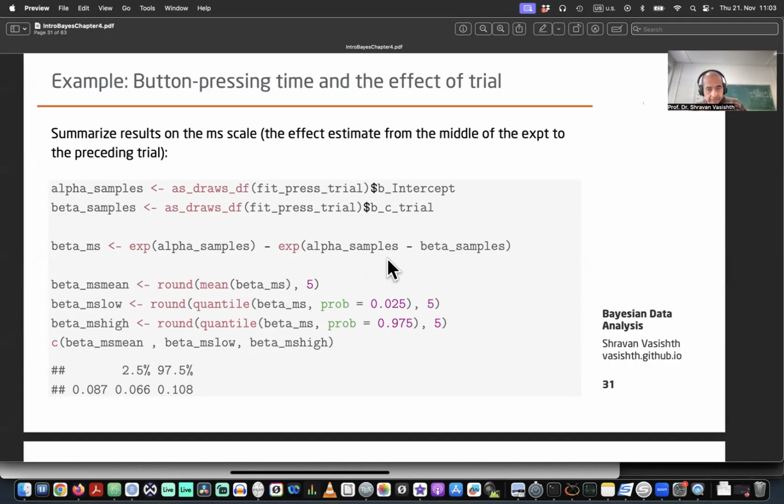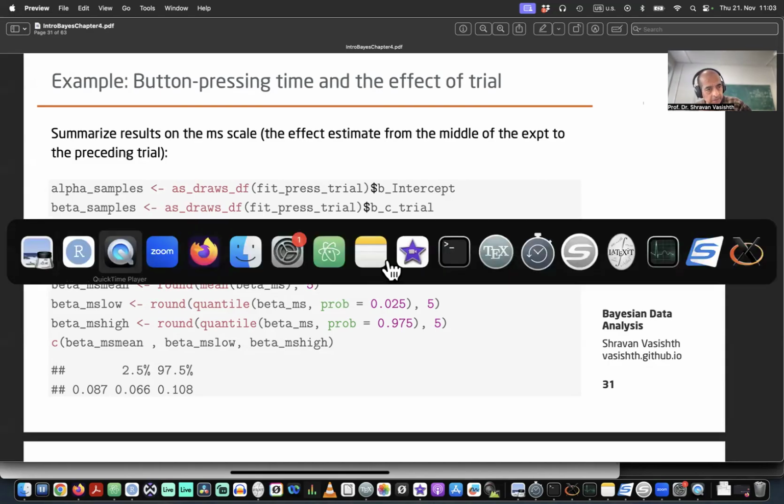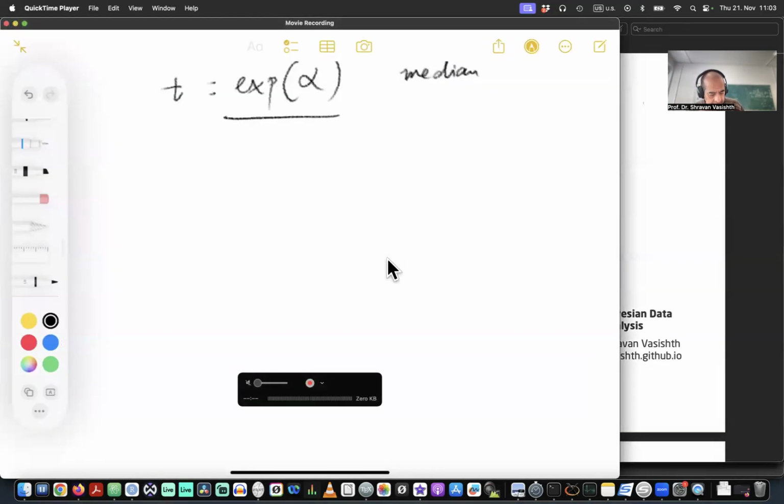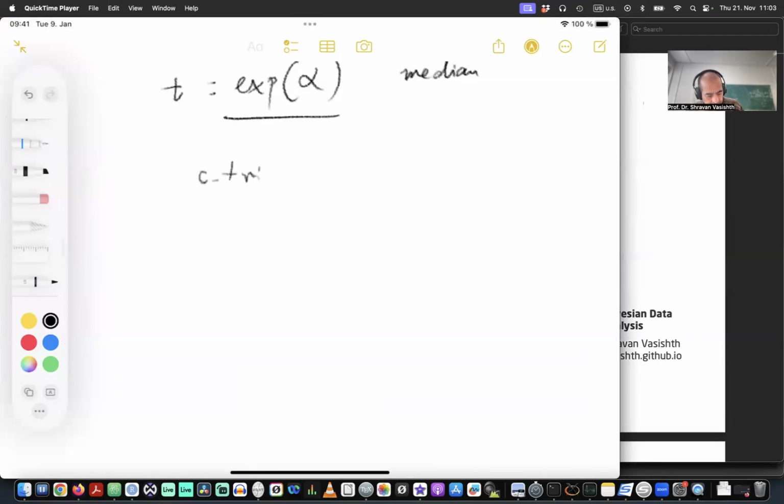So what's going on is the following. Let me write this down. The kind of computation I'm doing here is that when centered trial is 0, so let me write that. When centered trial is 0, then my model is log t is equal to alpha, right? So my estimate of alpha, whatever my posterior distribution of alpha is, that is the posterior distribution representing the average button pressing times when the centered trial ID is 0, right?